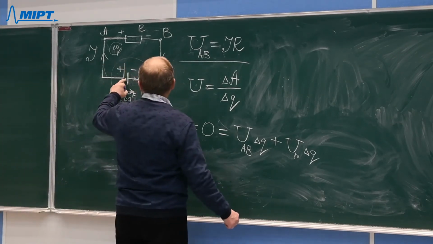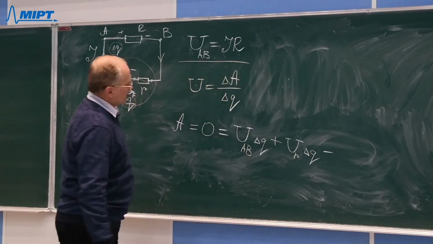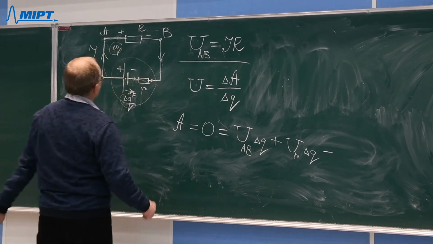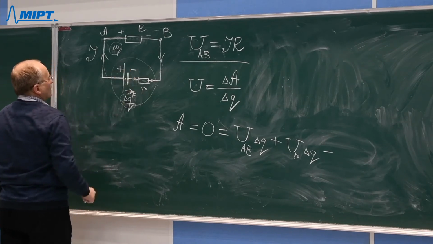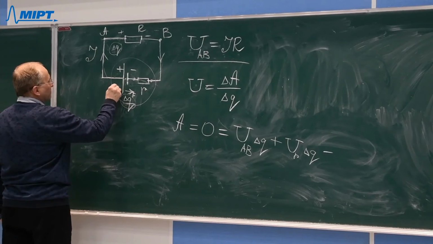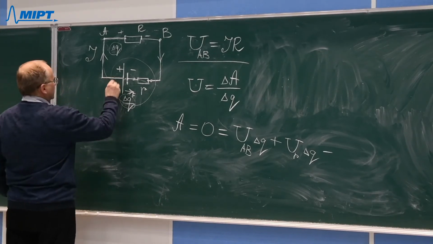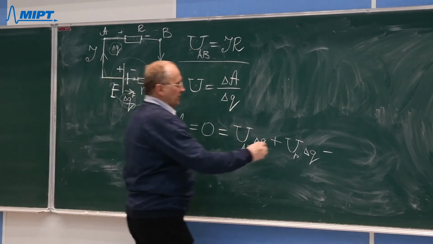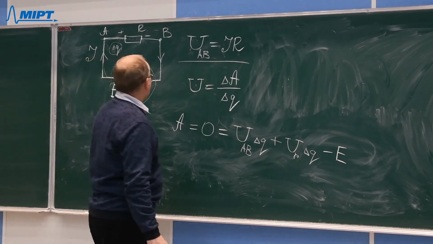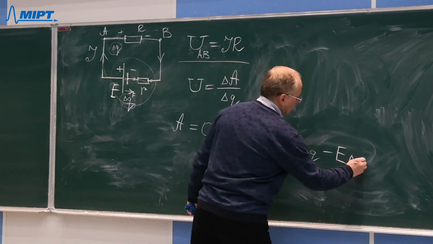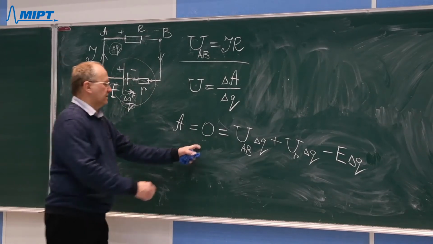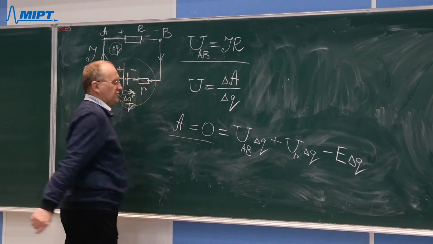So on this element inside the battery, the work produced by electric field will be negative, and it will be equal to the potential difference on the battery, or the electromotive force of the battery, which I will denote simply by character E. So the electromotive force, which is measured in volts, times this charge. And the sum must be zero. Yes, I have already written that due to the law of conservation of energy, that must be zero.